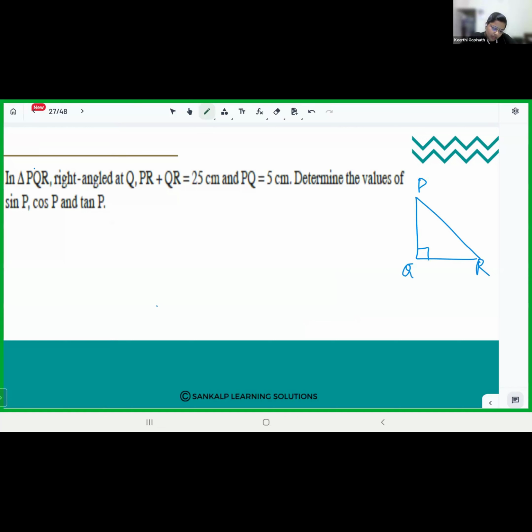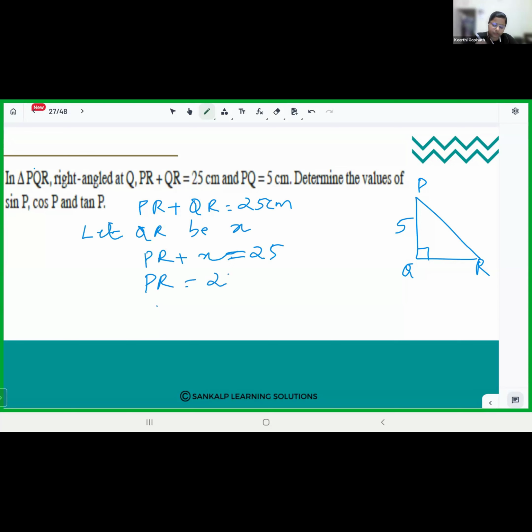And what all information have they given? PQ is equal to 5 centimeter. And they have given that PR plus QR is equal to 25 centimeter. So let QR be X. So how can you rewrite this? PR plus X is equal to 25, which means PR is equal to 25 minus X.